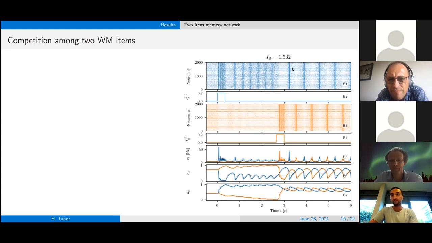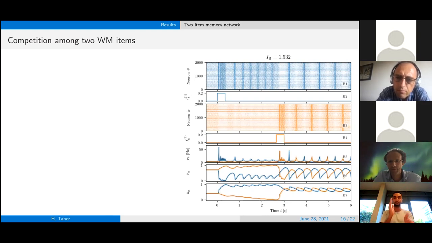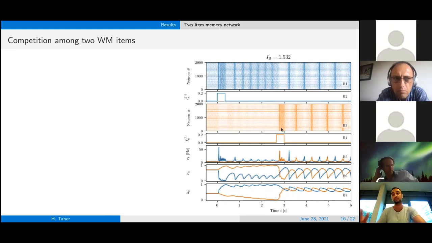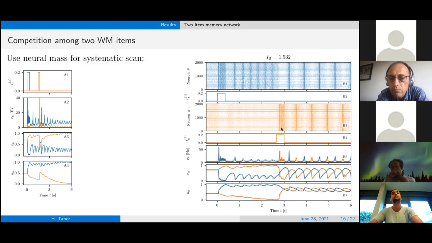And then what happens is a bit interesting. The blue population remains on its limit cycle, but also the orange one enters the limit cycle, and they continue to emit these population bursts in an antiphase manner. So, duck, duck, duck. This is, I think, known as memory juggling. And these are network simulations and neural mass simulations, but the network simulations are quite tedious. We can use the neural mass to investigate it in a systematic manner.